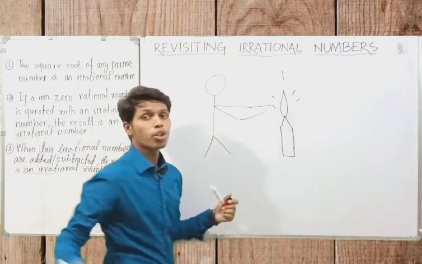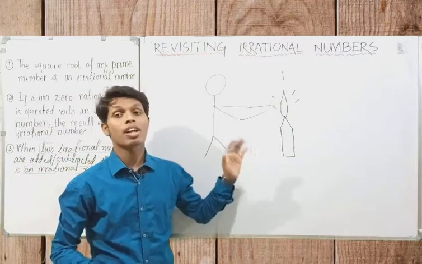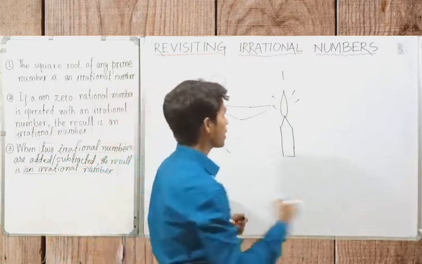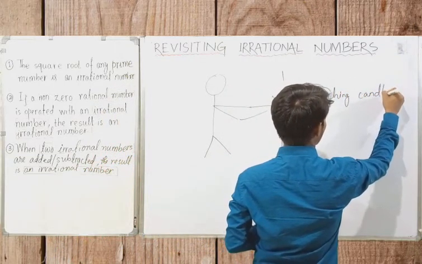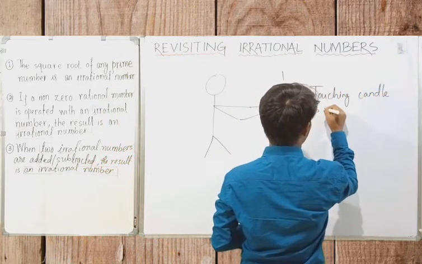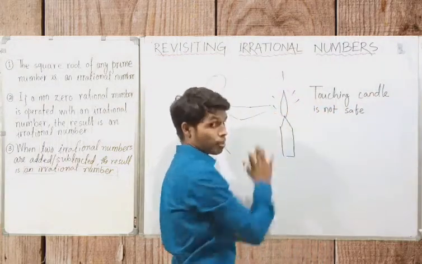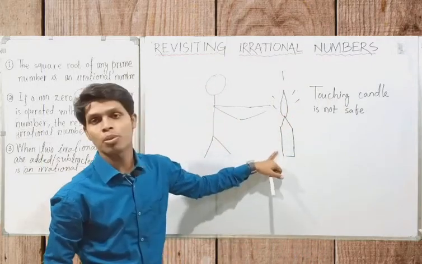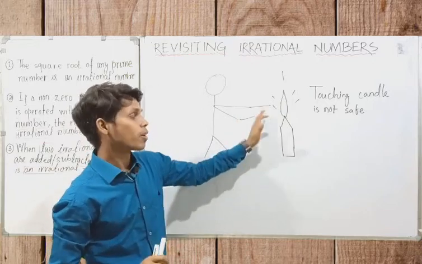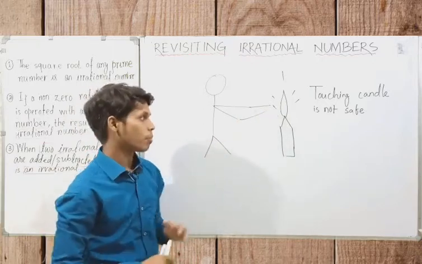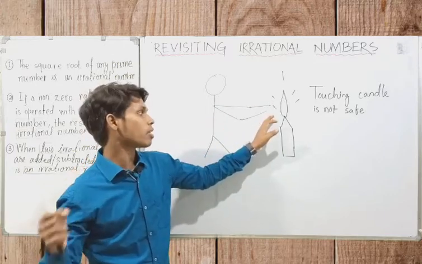Okay, so you warned him that don't touch the candle, it will burn your hand, but he is not ready to accept this. So your statement is touching the flame is not safe. Here candle means the flame, okay, not the candle. He is not ready to accept that touching this flame is not safe. He thinks that you are lying to him and touching the candle will not hurt him.